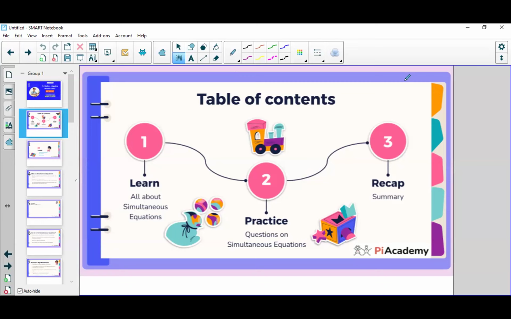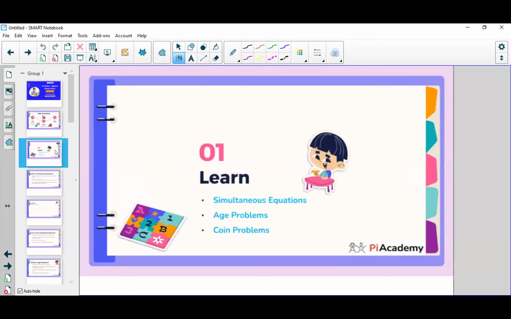And then in the practice part, we will do some past year questions, or the types of questions which are going to be asked in the exam. And in the recap, there will be a summary of how much we have learned in today's session so that you can take a recap, guys. Okay, so let's start with the learning session.